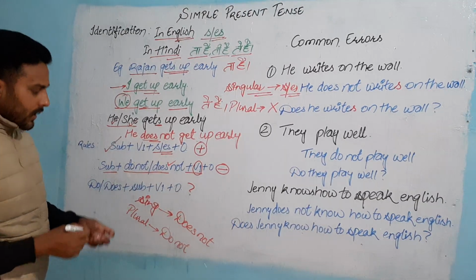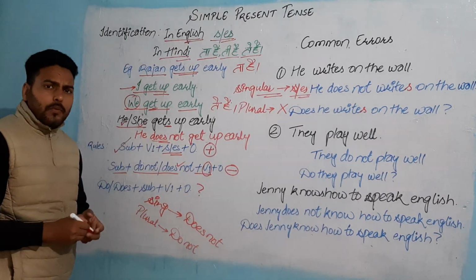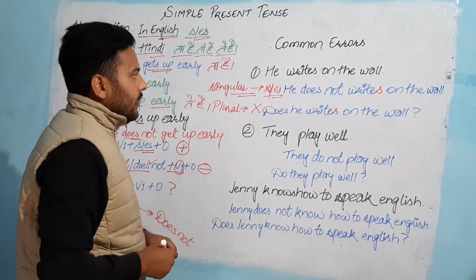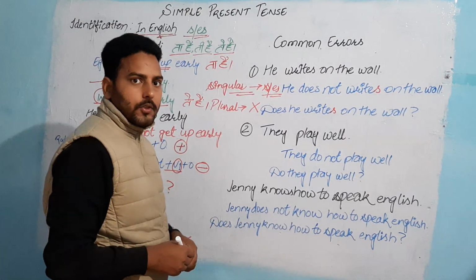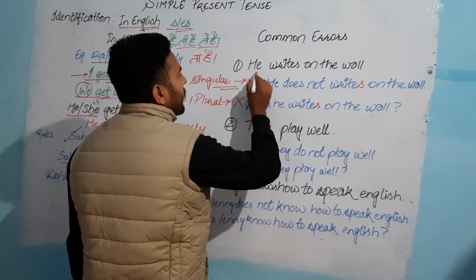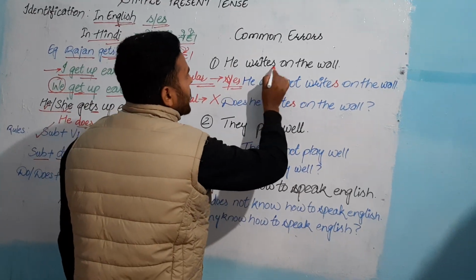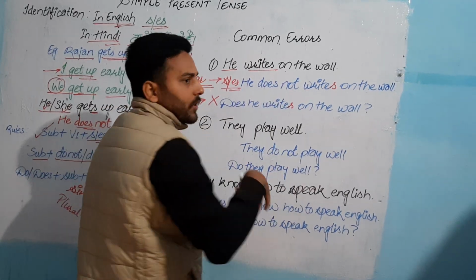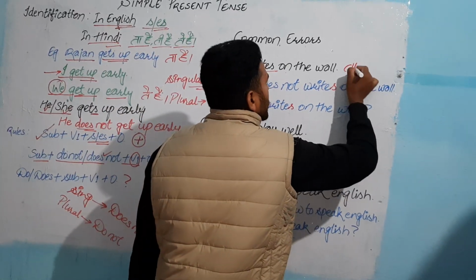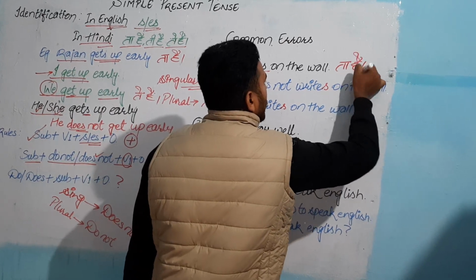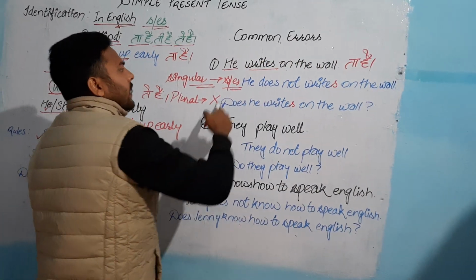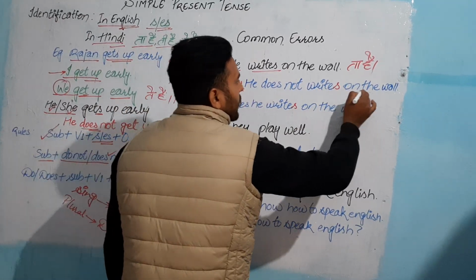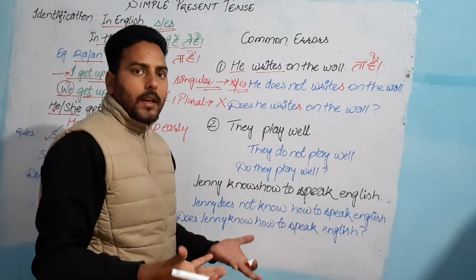So dear students, now we will discuss a few errors, or some of the important errors which maximum students make. Look at here. I have written one sentence here. He writes on the wall. He writes on the wall means वो दीवार पर लिखता है. Now it's negative. Look at here. He does not write on the wall means वो दीवार पर नहीं लिखता है.